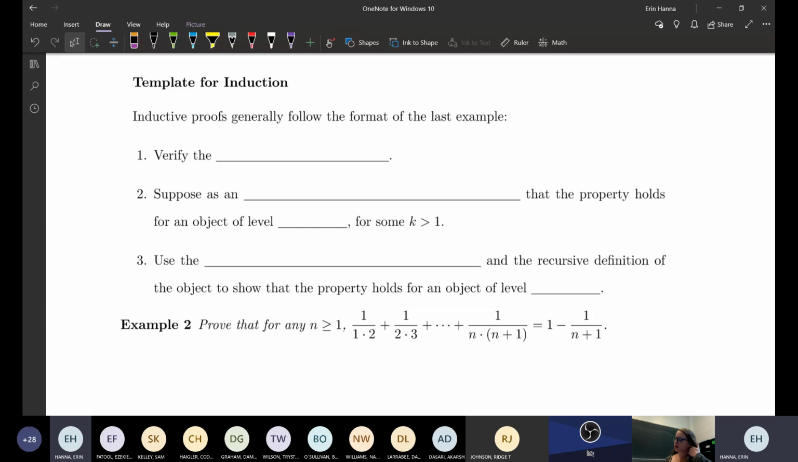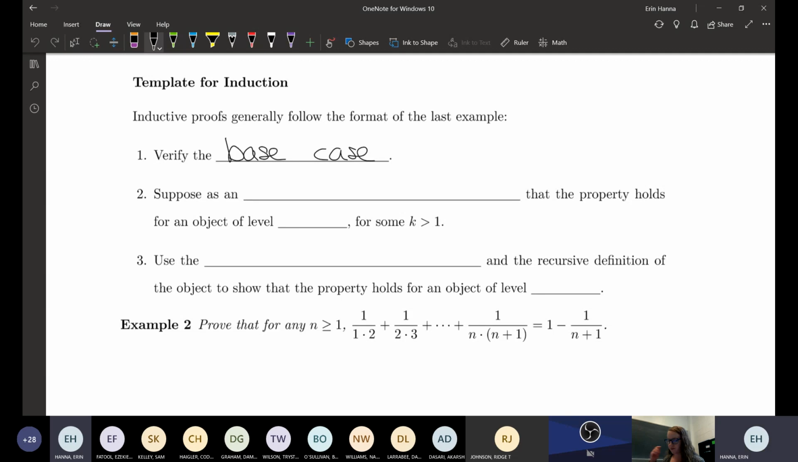So, template for induction. Inductive proofs generally follow the format of the last example. And again, this is what I was saying. If you have that process in your brain, if you have the steps and you can tell yourself, okay, my next step is to do this, then the hardest part just becomes how do I manipulate this with algebra to get what I want. So we want to verify the base case. Don't forget the base case.